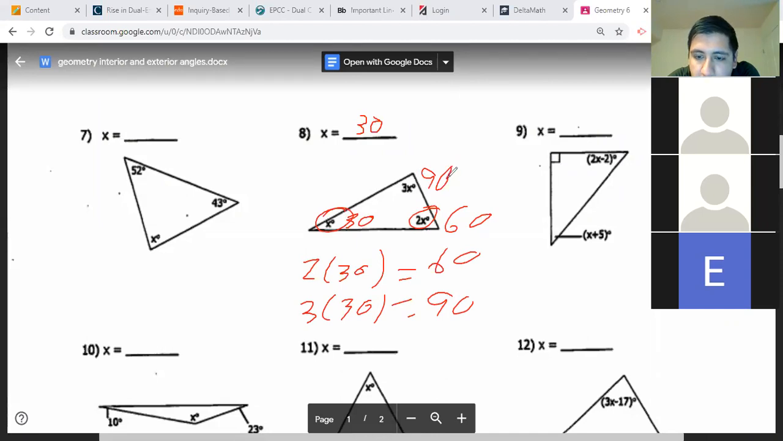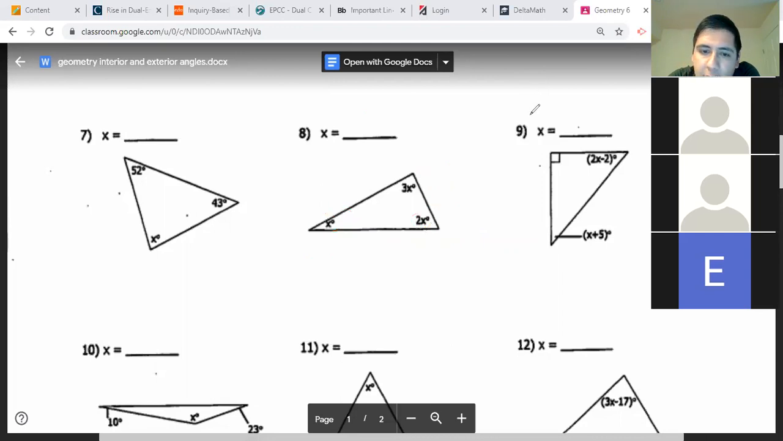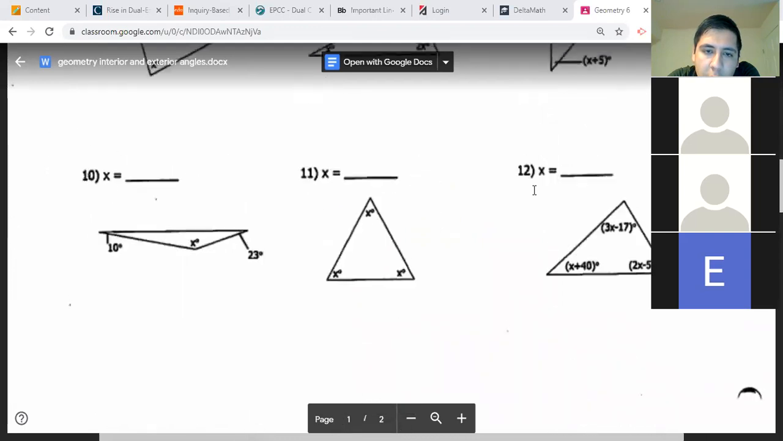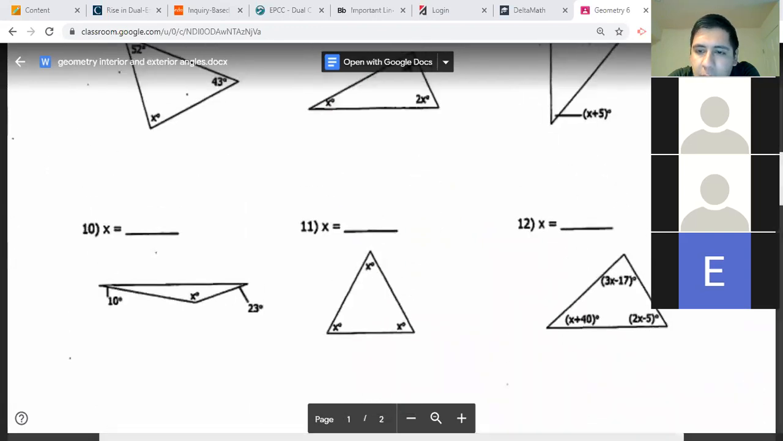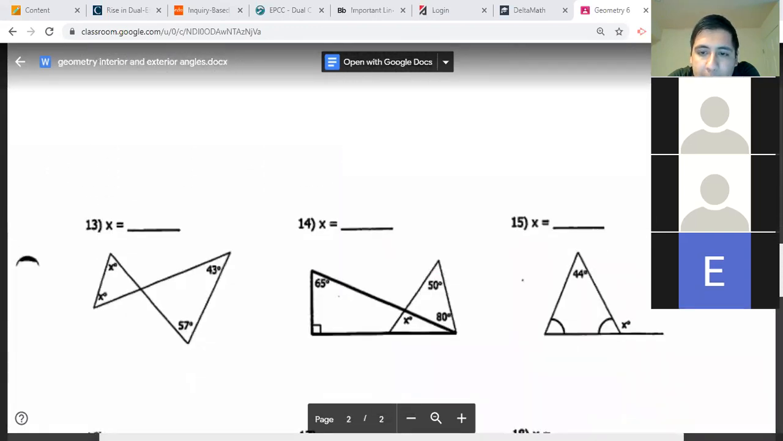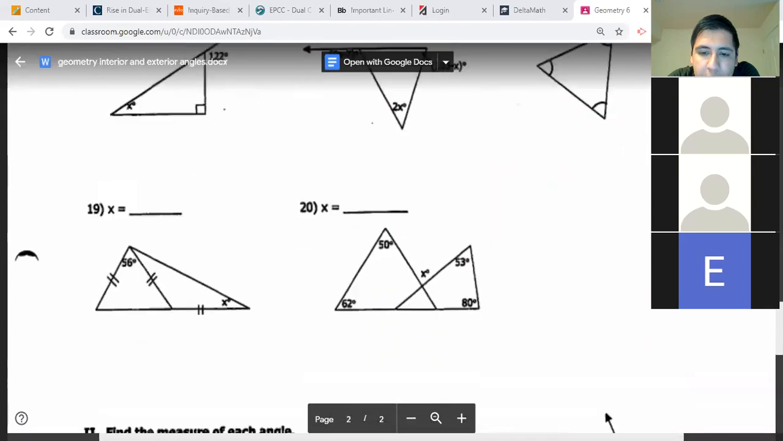Make sense? Yeah. And I actually think that the homework is just asking you to find x. So I don't think you're going to have to find the measures like that, but either way, just so we're aware. This is the homework? Yes, on Delta Math.